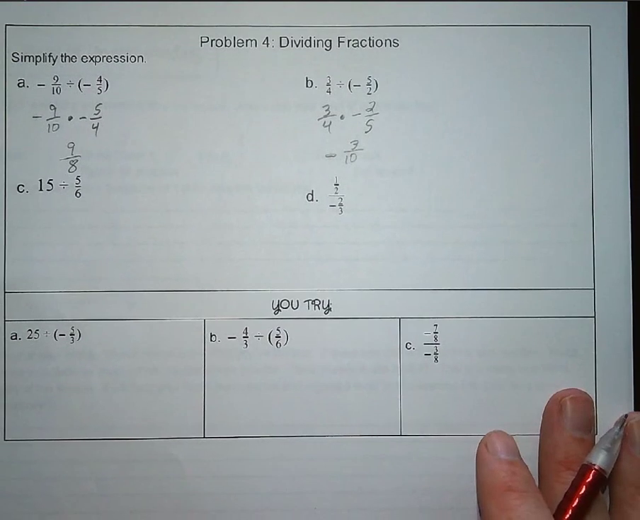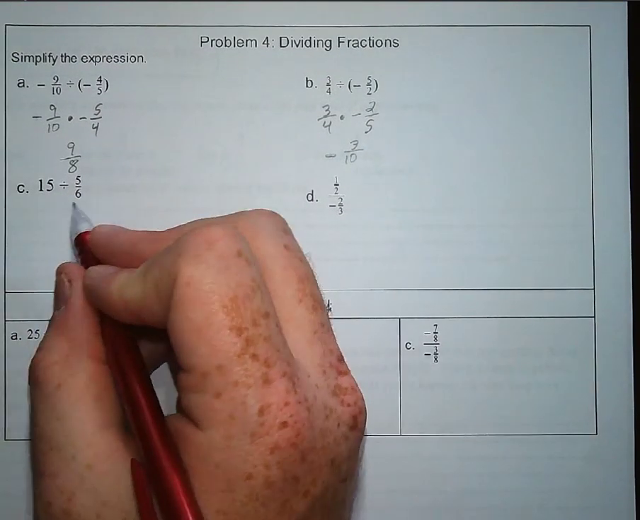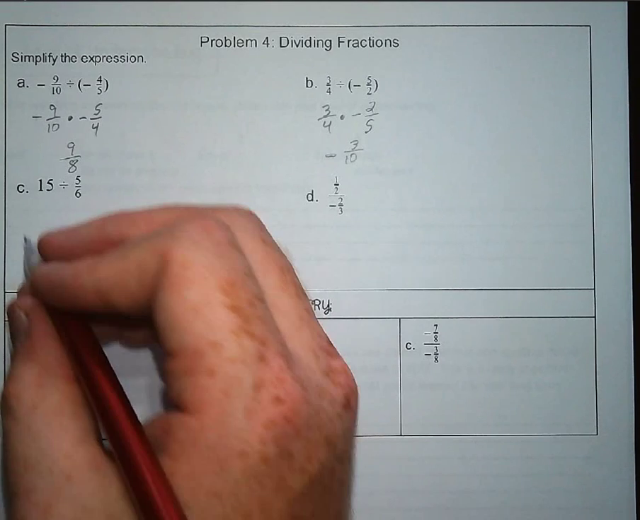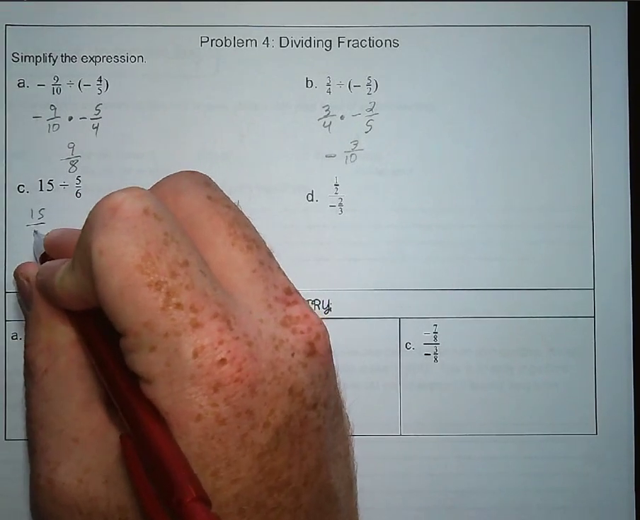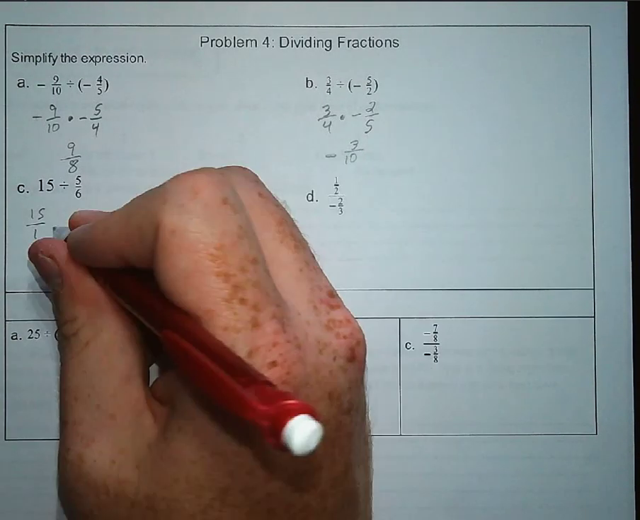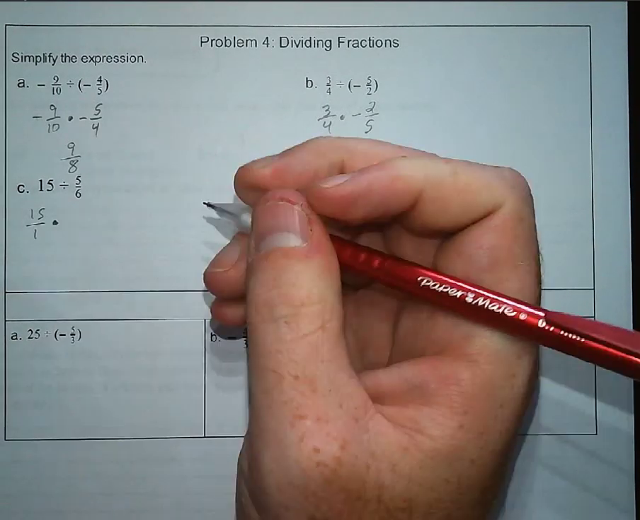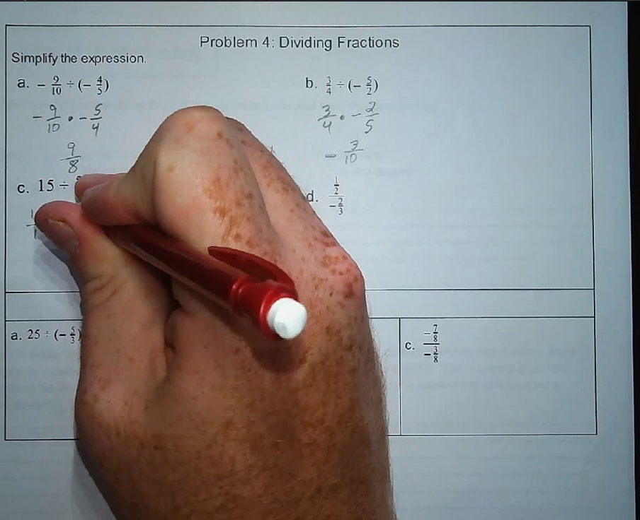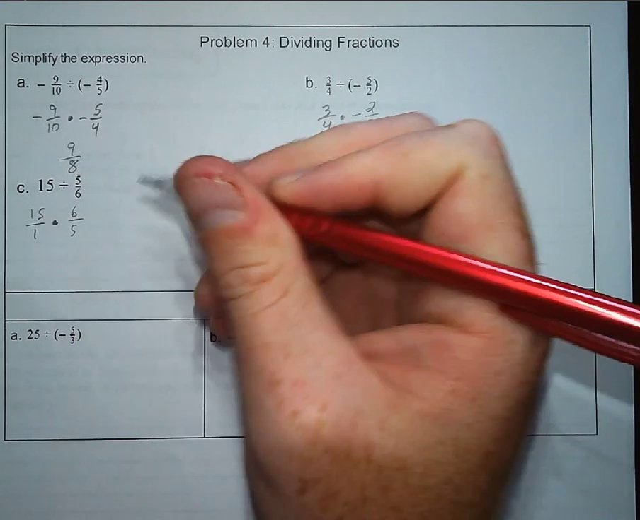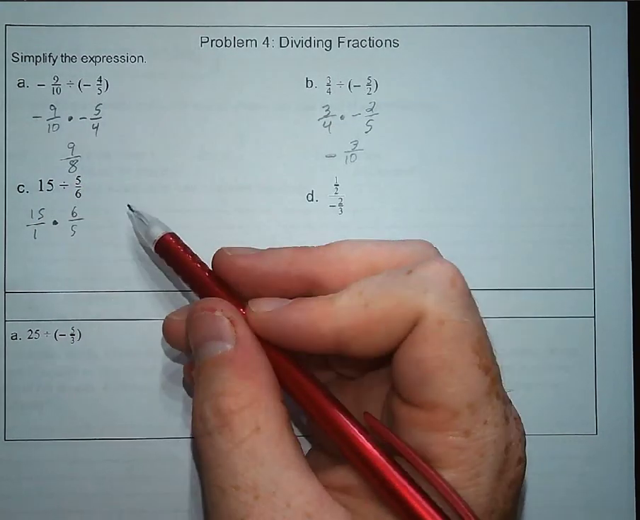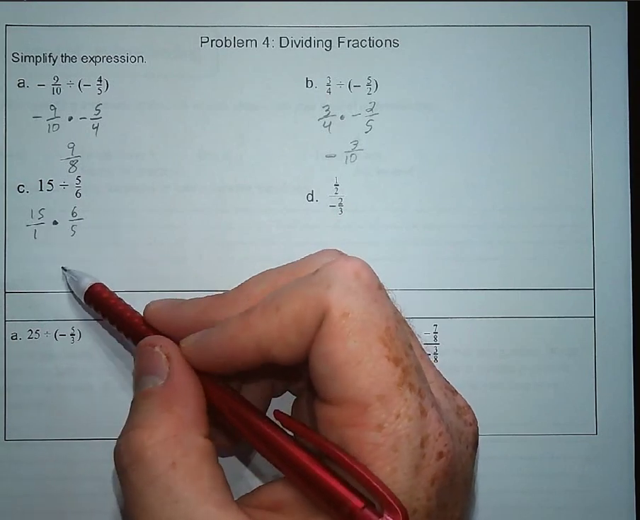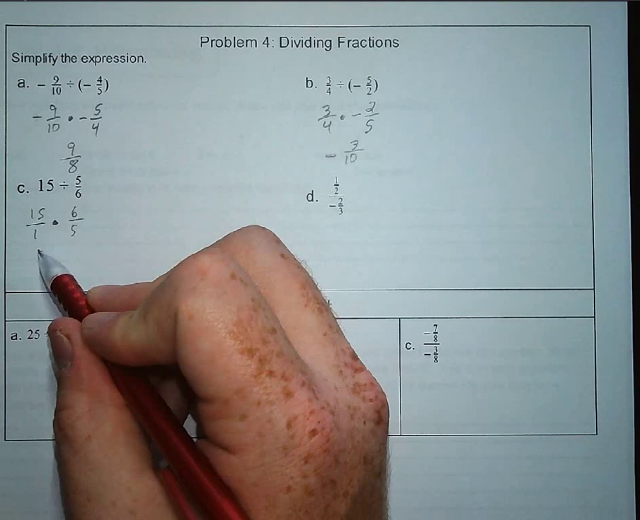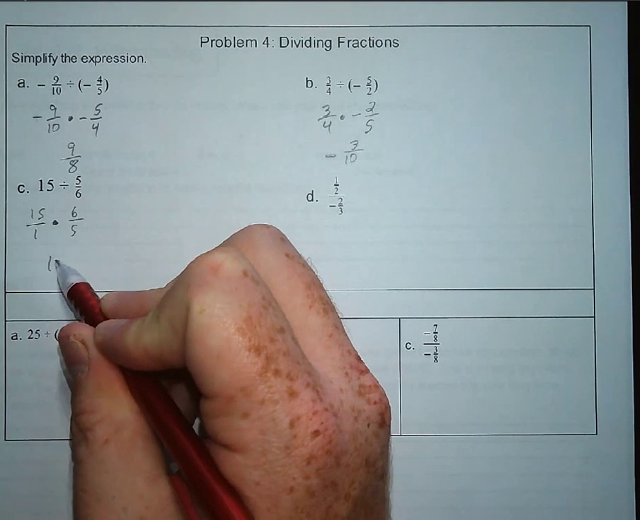Letter C, 15 divided by 5/6. Well, that doesn't seem right. But if you remember, 15 can be written as a fraction, 15 over 1. We change to the multiplication, and we are going to do 6 over 5 as our reciprocal. So 15 times 6/5 is going to give us 18.